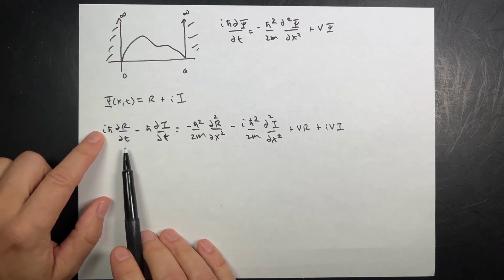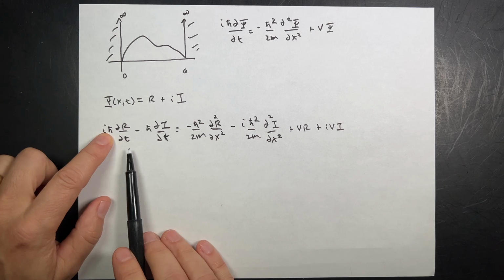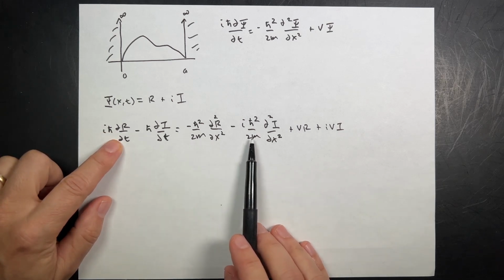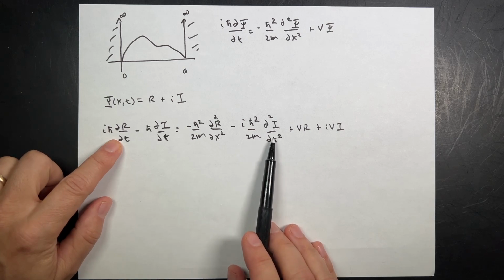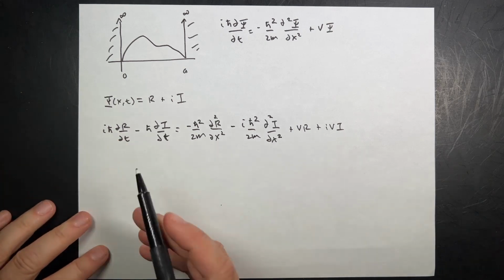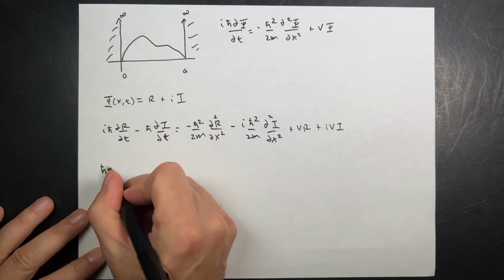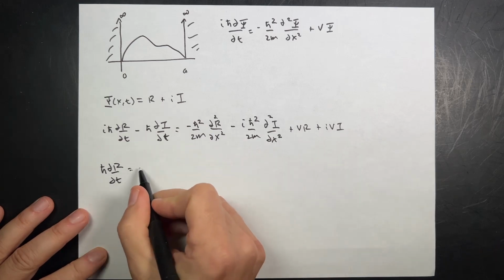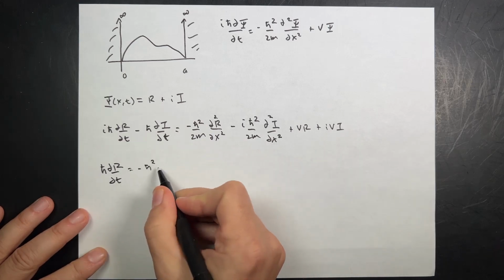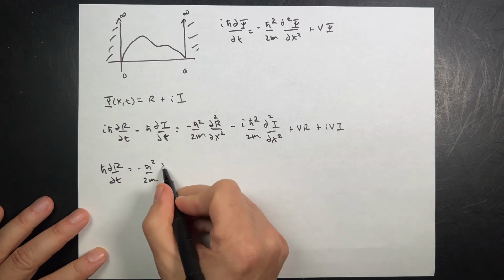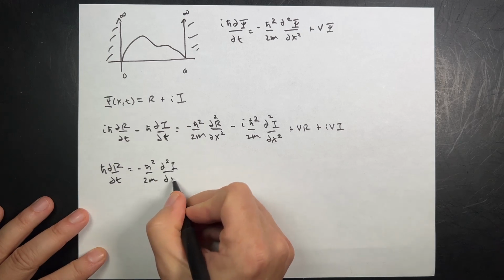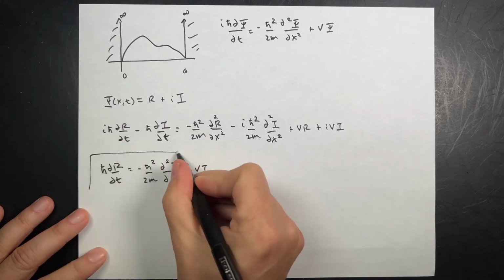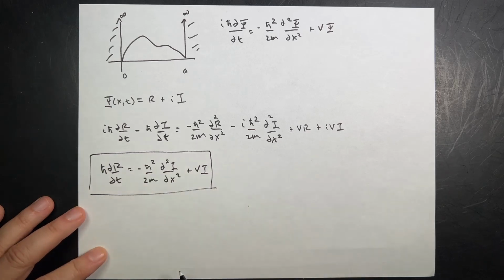If I have an imaginary function here, i h bar partial of r with respect to t, and negative i h bar squared over 2m, this. Well, I can leave the i's off. They're going to cancel. So I can write this as the real equation, h bar partial of r with respect to t equals this, negative h bar squared over 2m, second partial of i with respect to x squared, and then this term right here, plus V i. So that's a differential equation that I can deal with.